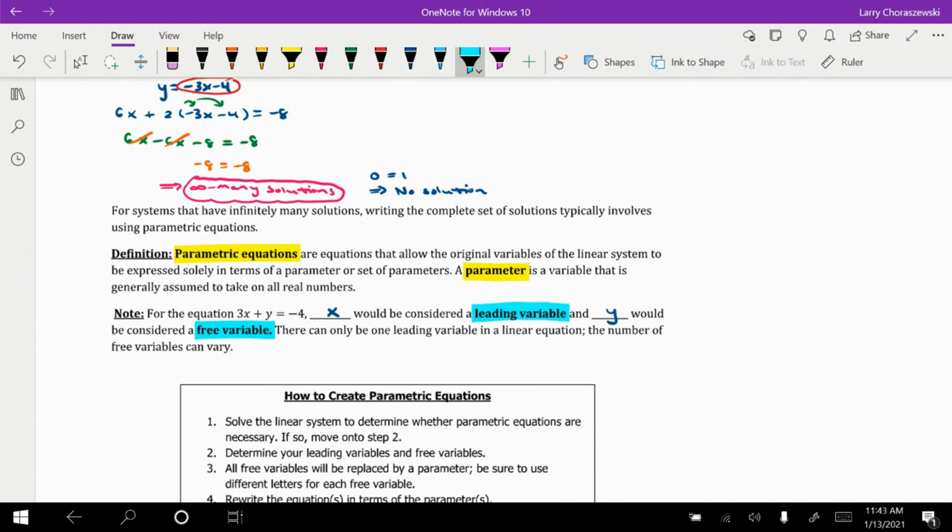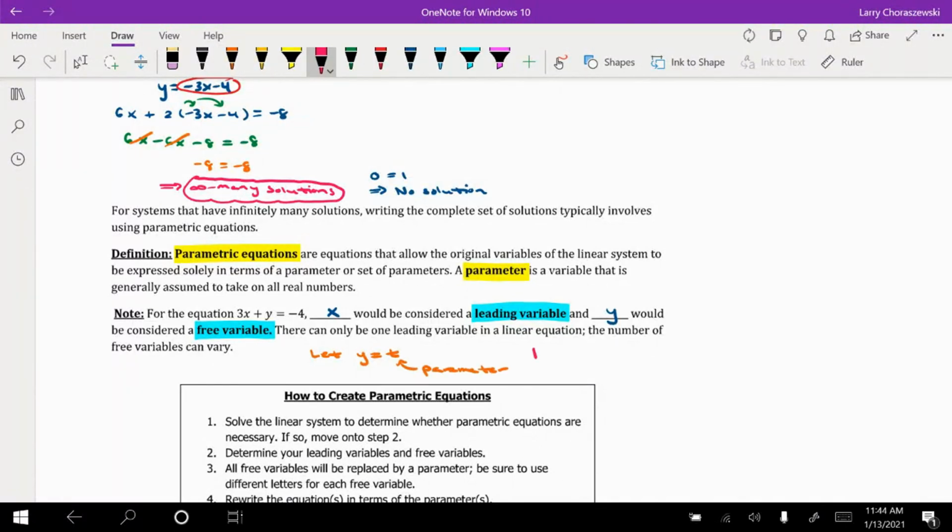Now, the free variables are what we use to define parameters. Okay, so free variables help you to create these third-party variables. And what ends up happening is that once you've created these parameters using your free variables, you're able to write the leading variable in terms of them. So for something like 3x + y = -4, since y is a free variable, we would define that as a parameter. And the most common letter to use for a parameter is t. So knowing that y is a free variable, one step of defining a parametric equation would be to say let y = t, where t is a parameter.